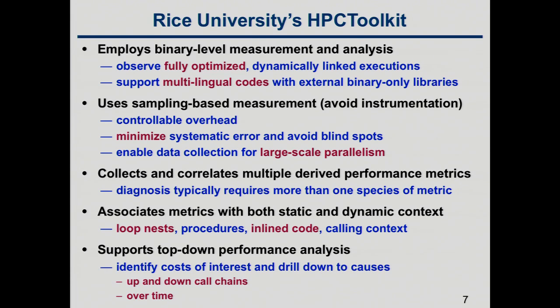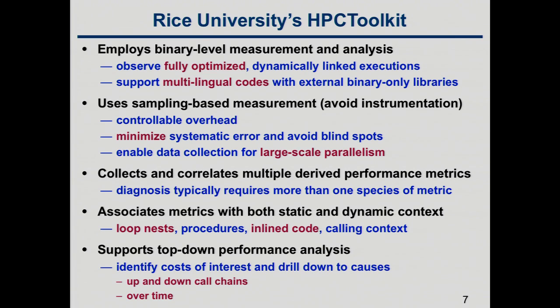And the advantage of sampling is that it minimizes systematic error and avoids blind spots, because even if you're calling some binary-only library, some math library function, you're going to get samples in that as well. So it won't be like if you just add instrumentation to your application level source code that you miss all of the rest of this stuff that's in your application. So by sampling, we get to see everything that's going on.